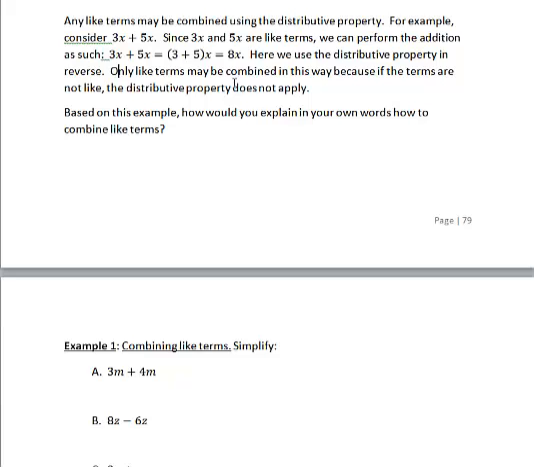Notice that we didn't put an x squared. We simply added the coefficients, nothing else. And we can only do that when they are like terms.